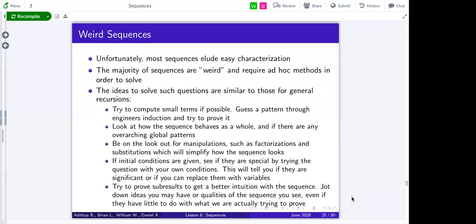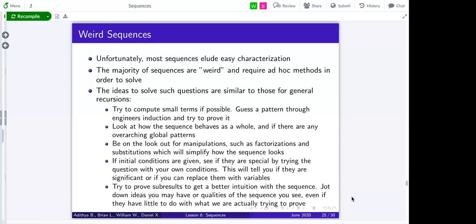And finally, always try to prove sub-results just to have a better intuition with the sequence. Not all sub-results you get are going to be used. However, if you find out more and more about the sequence, it can often just automatically lead to the solution without even thinking about the end result.